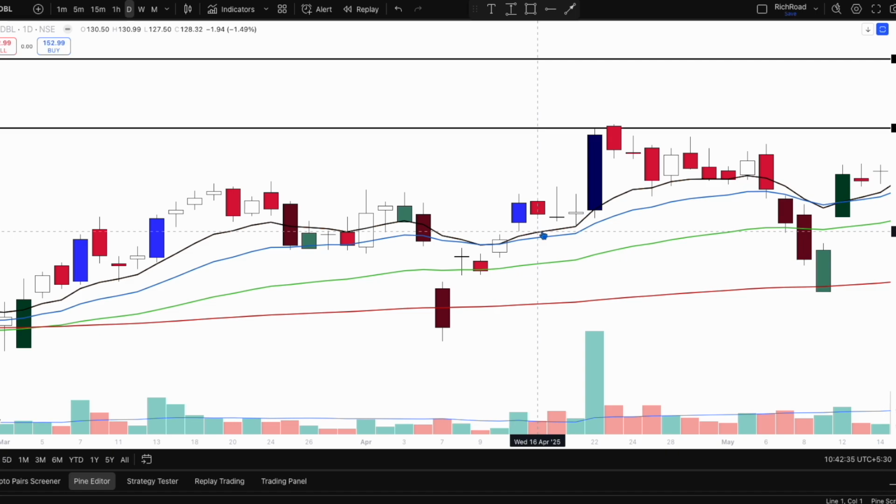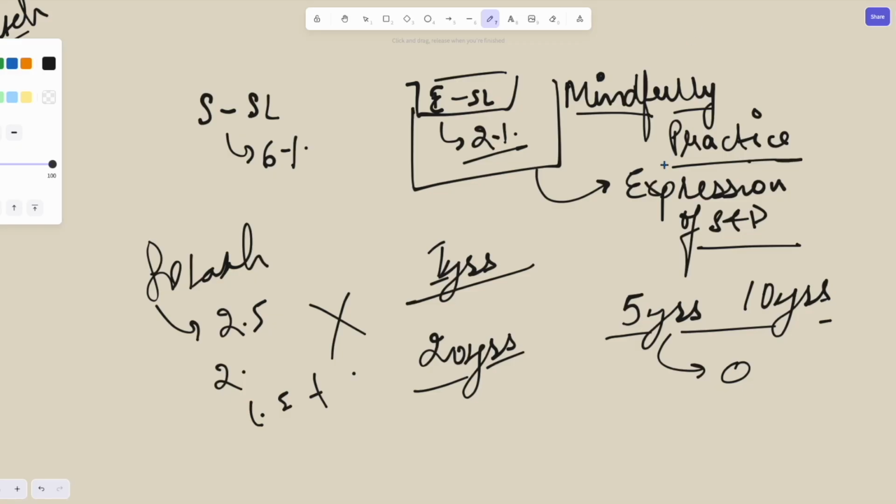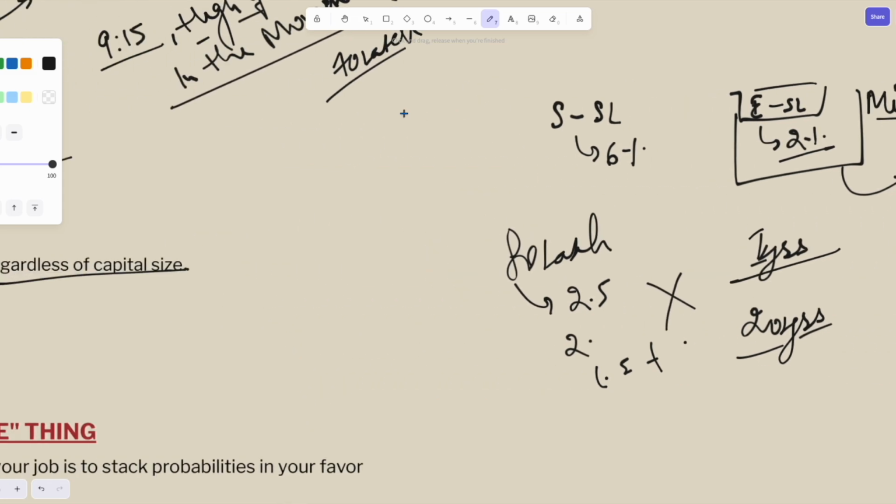That's how it works. If you truly practice it, you will benefit a lot. But for that, you need to do it in the right manner. And once you know a particular expression of supply and demand well, then you can proceed where structural SLs might be big, but then you can switch to the expectational stop loss as well. All right, let's move ahead.